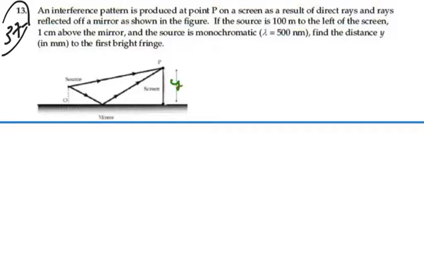Here's our distance y. And our distance L is given. That's the distance to the screen. That's 100 meters.